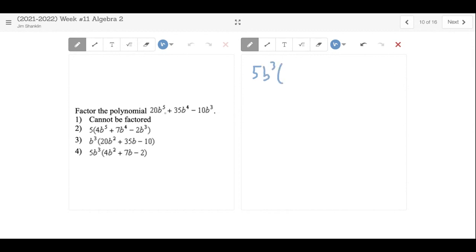So what's left after I take out 5b cubed? Well, that gives me 4b squared plus 7b minus 2. Uh-oh. Now it looks like the cheater method, but nothing is factored any farther. So I'm going to assume that the cheater method doesn't go any farther. I'm assuming that we're done here because I'm looking at my multiple choice answers and it looks like we're done right here. So it looks like D is the answer.